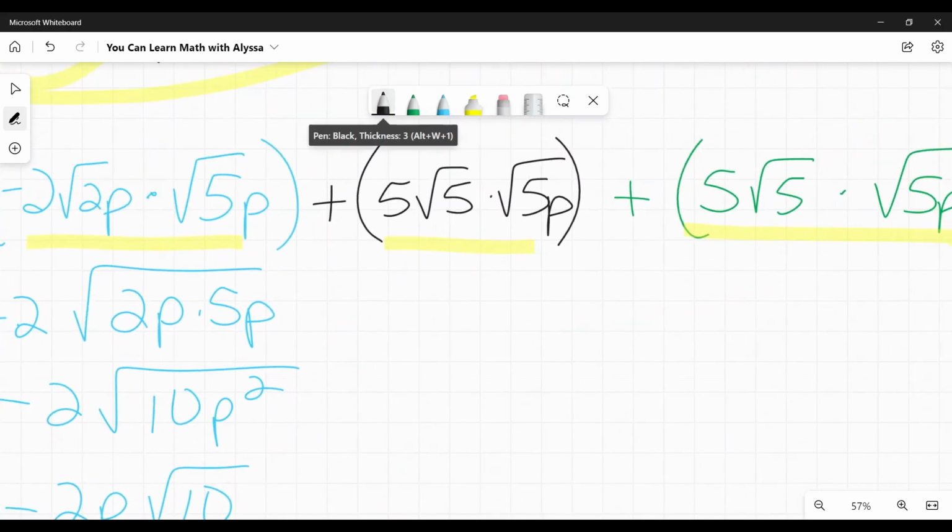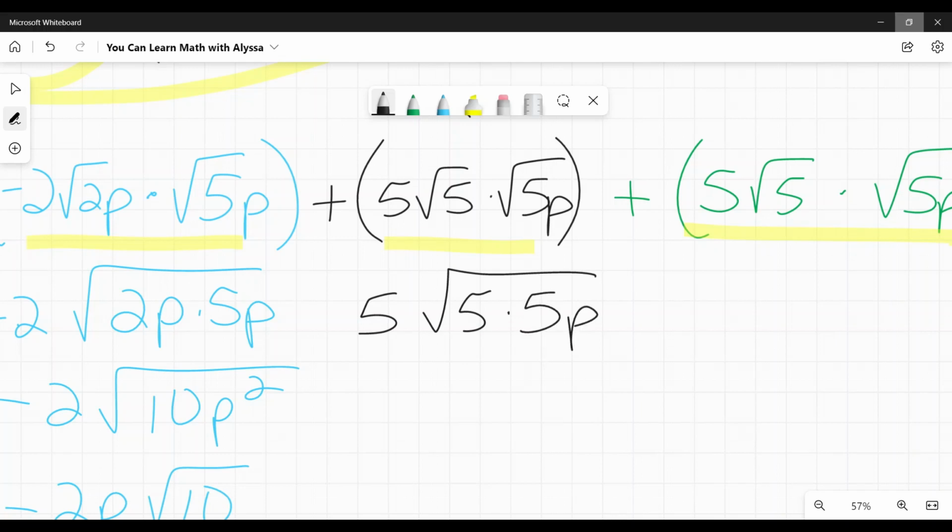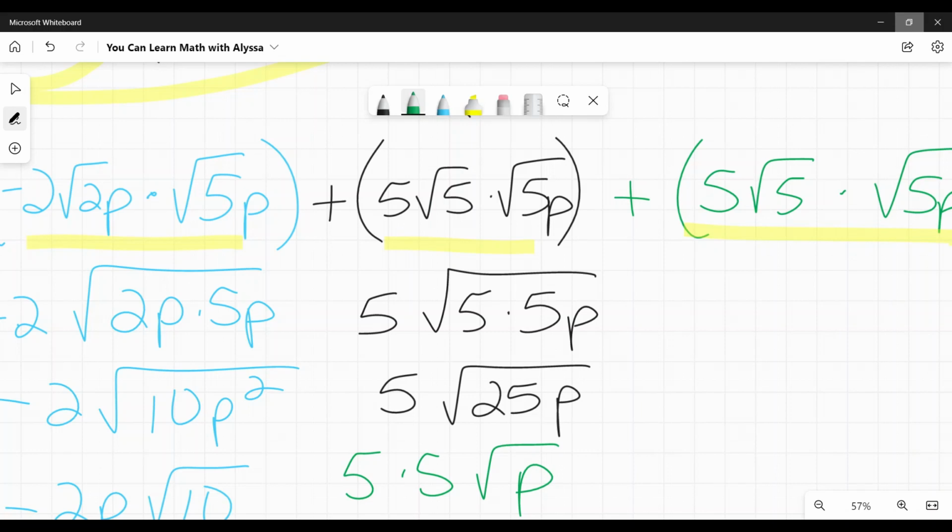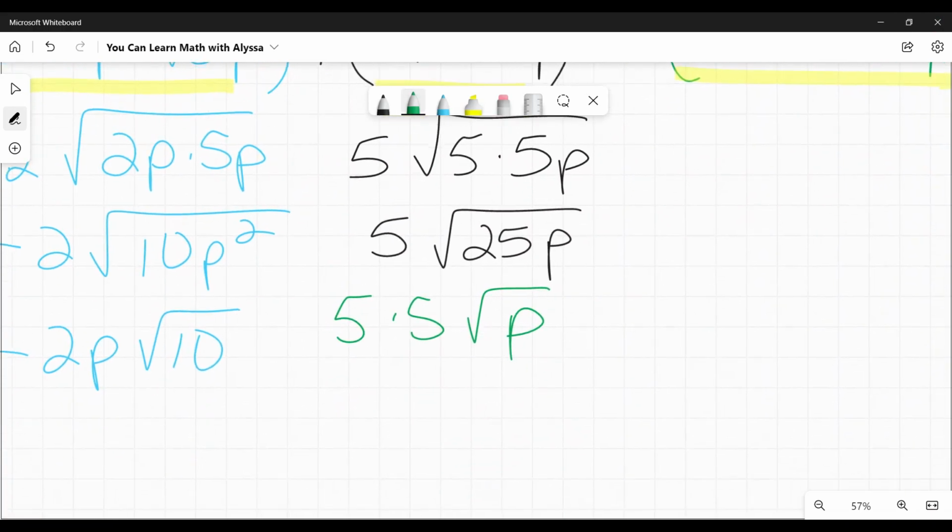Moving on to the third one, 5 square root of 5 times square root of 5p. Is there any number in front of this one? No, 5 doesn't have anything to be multiplied by. It stays alone. The other two, I can combine 5 times 5p, or 5 times the square root of 25p. Is there any factor of 25 that's a perfect square, or can I take the square root of 25? Yep, it's 5, which we could see because we just did it. It was 5 times 5. So the square root of 25 is 5. That comes out, and the p stays behind. So 5 times 5 is 25 square root of p.